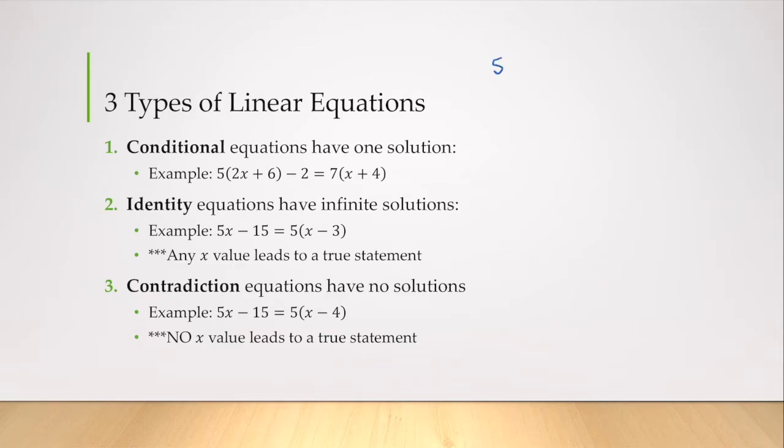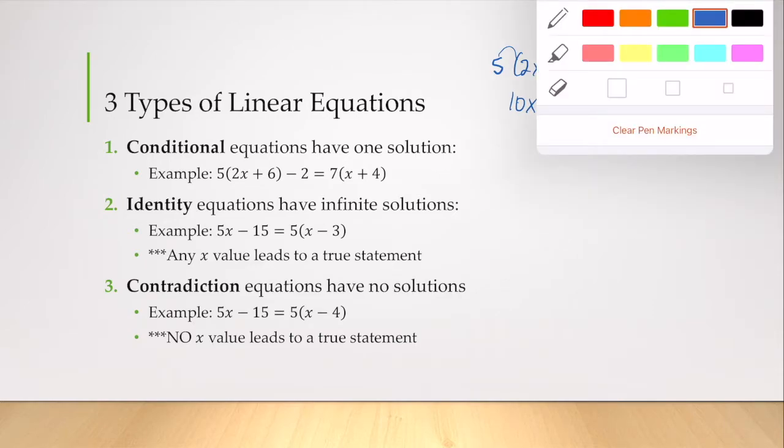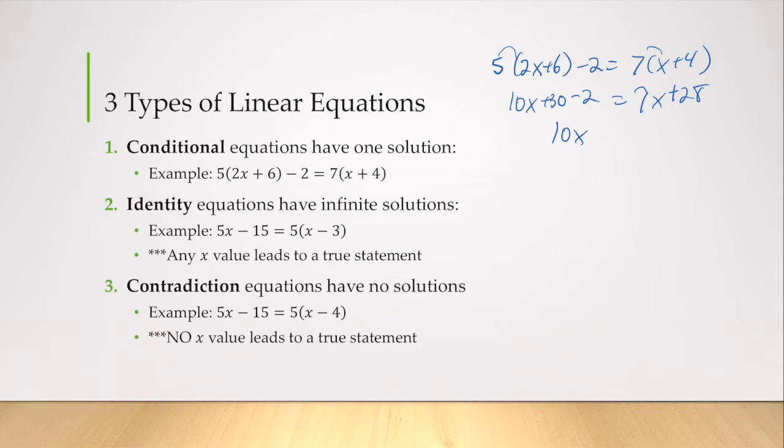If I have 5 times 2x plus 6 minus 2 is 7 times x plus 4, I go ahead and distribute my 5 to get 10x plus 30 minus 2 is 7x plus 28. I misspoke. 10x plus 30 minus 2 gives me 10x plus 28 equals 7x plus 28. I subtract 7x from both sides. I subtract 28 from both sides. I get 3x equals 0.